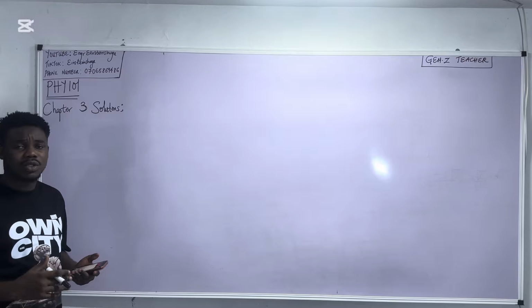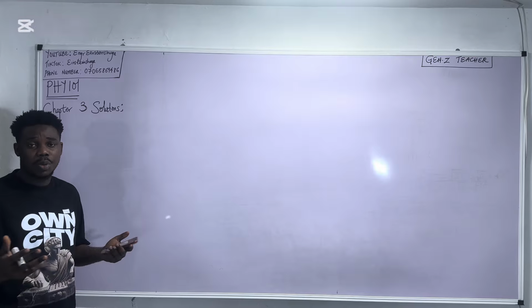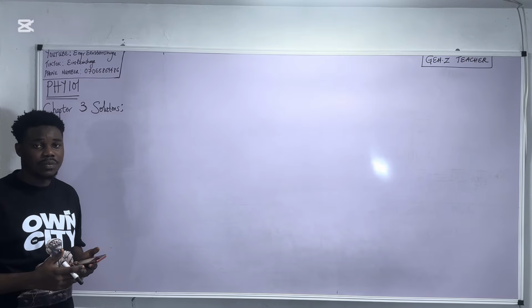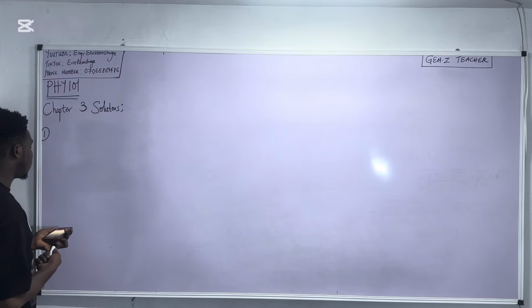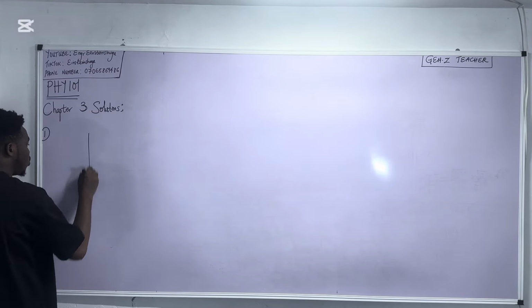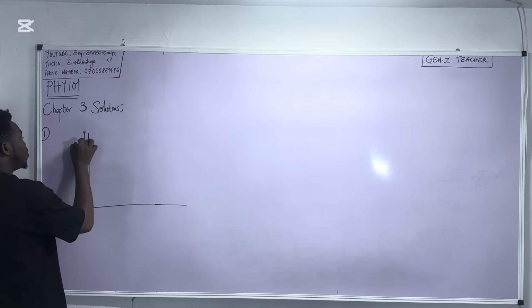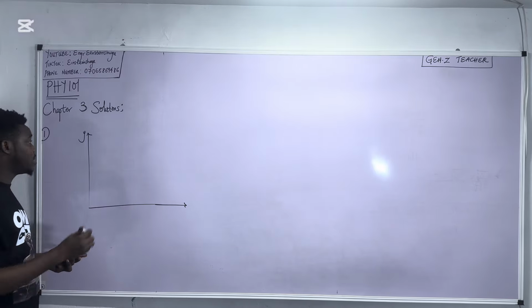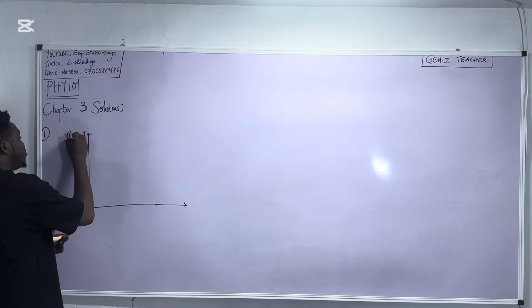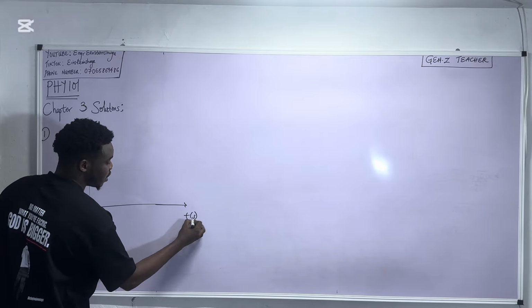Now this question is coming from the velocity-time graph, which is a very basic topic we did in O-level physics. We're going to start by drawing a diagram before we solve the question. So for a VT graph, you have your y and your x-axis. The y-axis represents the velocity in meters per second, and the x-axis represents the time in seconds.